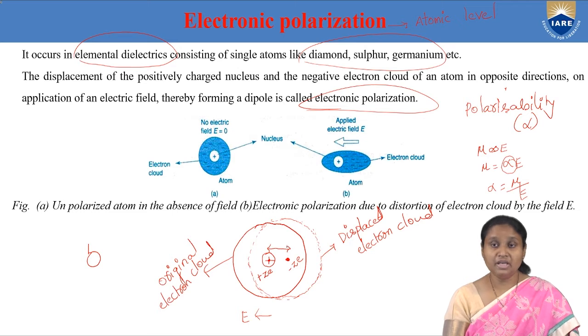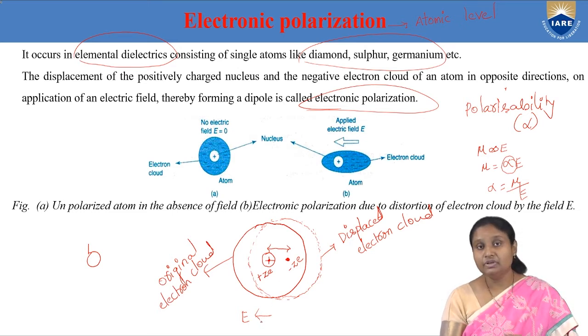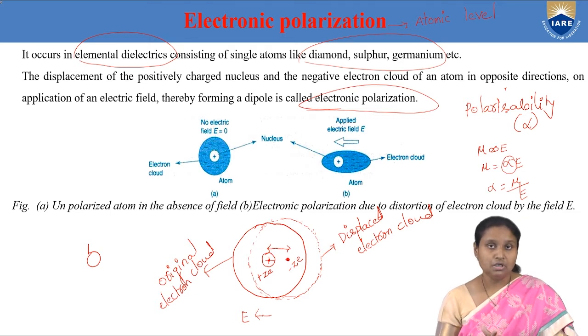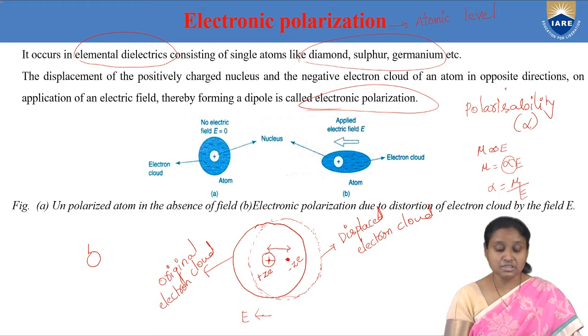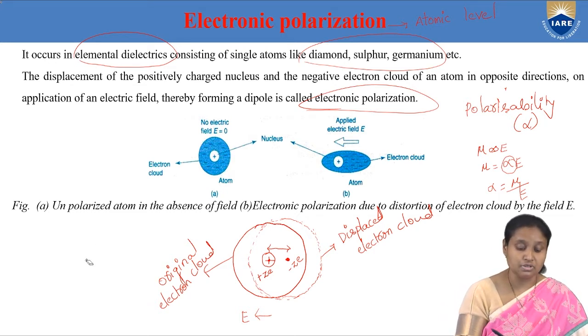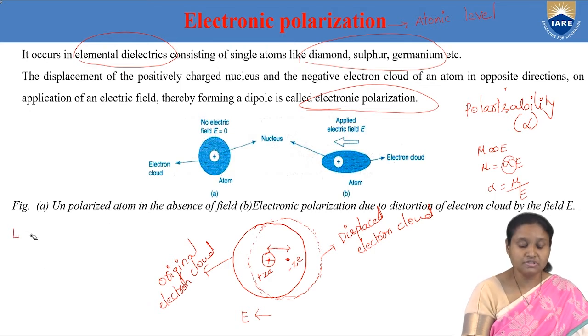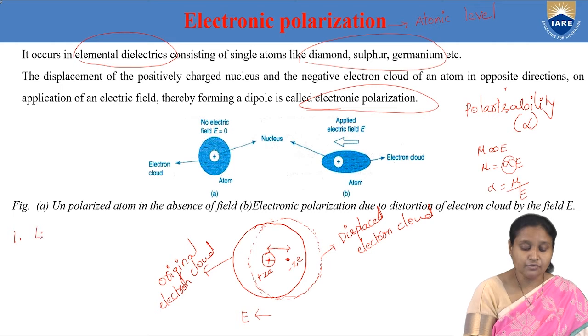First, we have applied an electric field. And what is this electric field doing? This electric field is forcing the electron cloud to move. So it is inducing displacement of the electron cloud. It means that the electron cloud is moved by a force, and that force is called the Lorentz force. So the first force acting on this atom belonging to an elemental dielectric is called the Lorentz force.